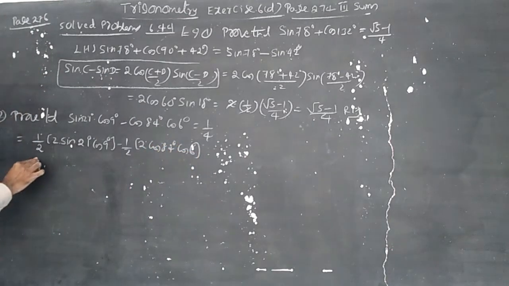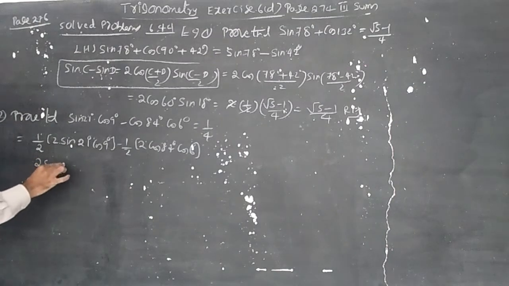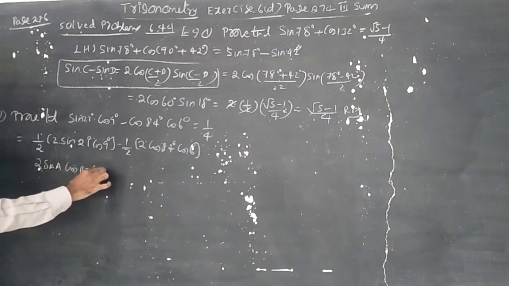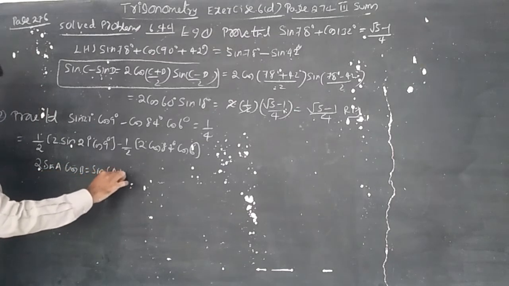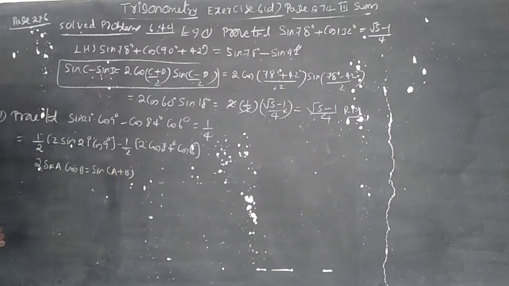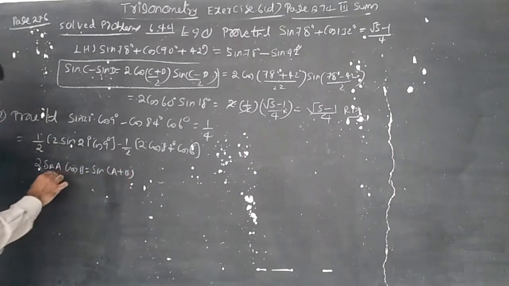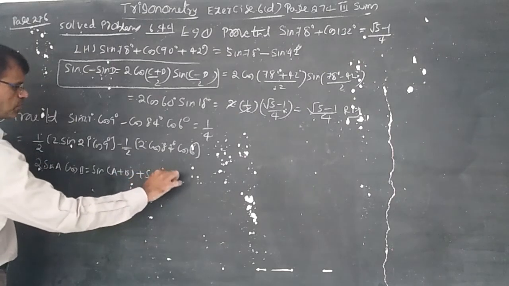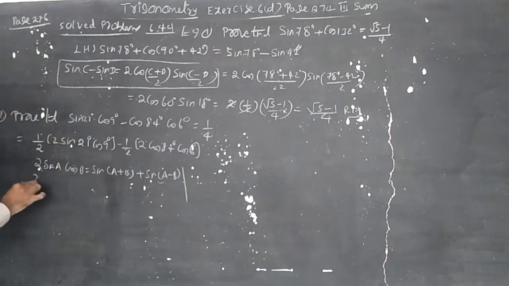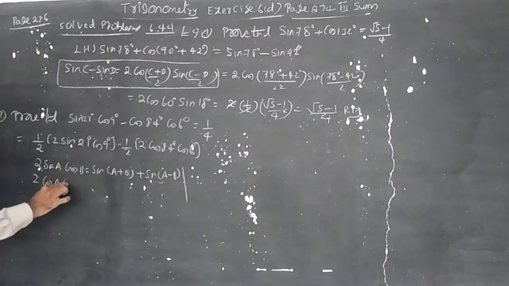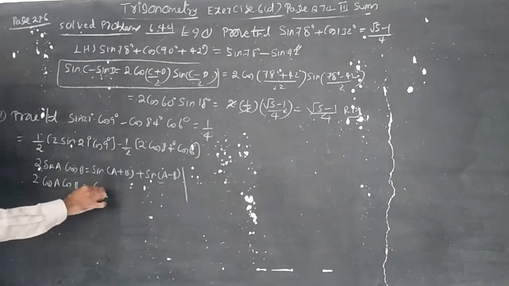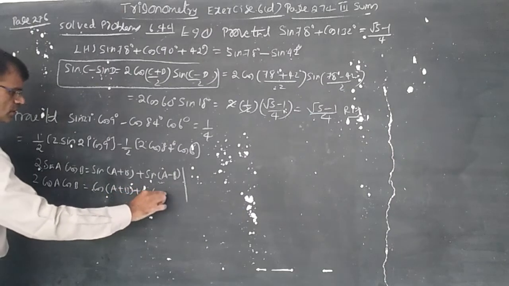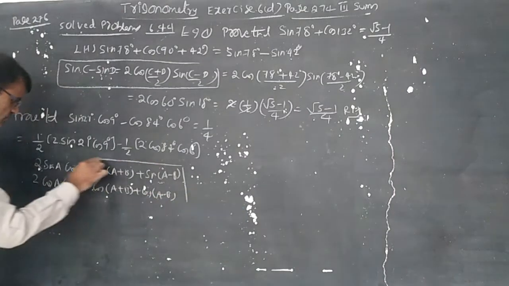Why did we multiply? Here you need to understand the formula 2 sin A cos B. Product to sum, we have discussed the formula. Roman number 1 first formula: 2 sin A cos B is equal to sin of A plus B plus sin of A minus B. And 2 cos A cos B, the third formula, is cos of A plus B plus cos of A minus B.